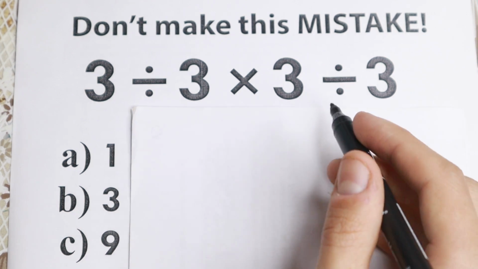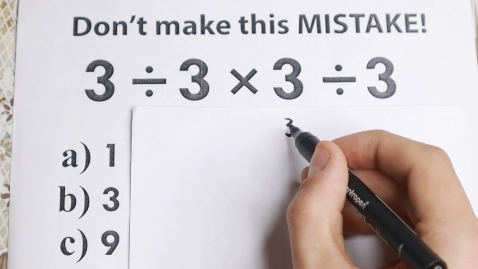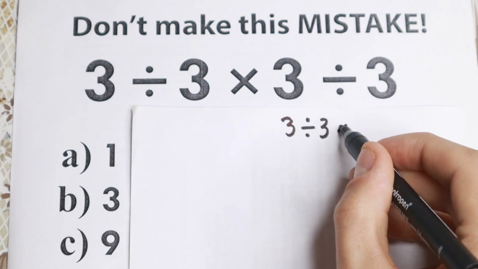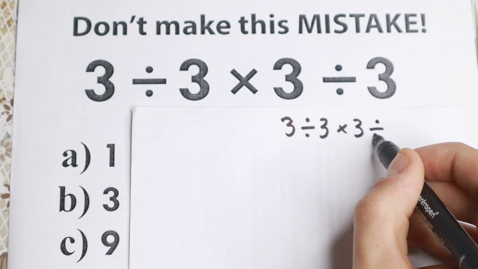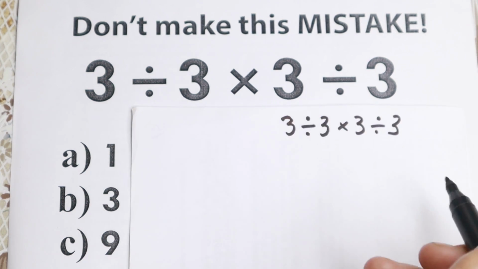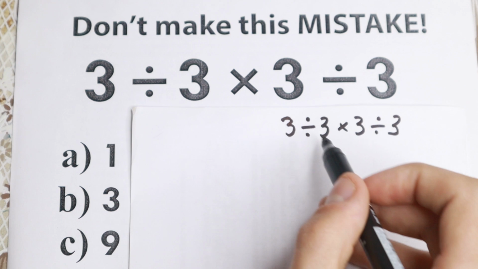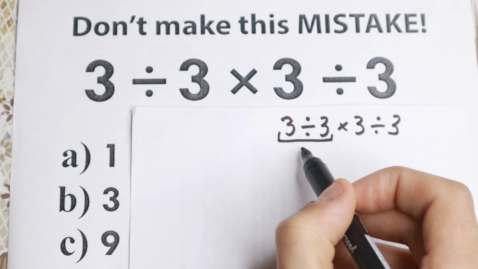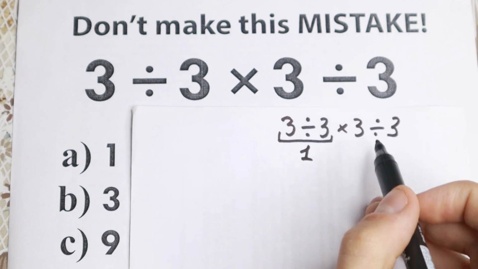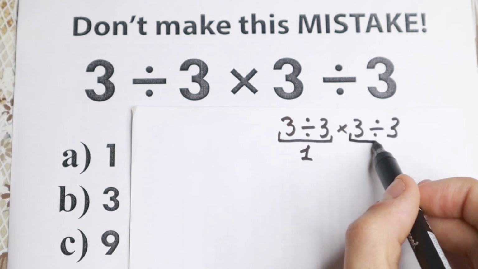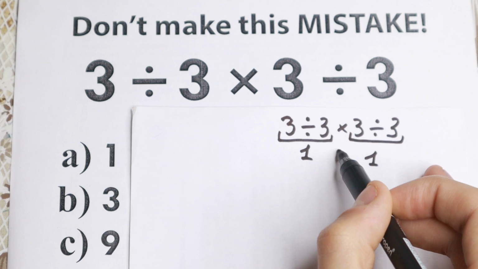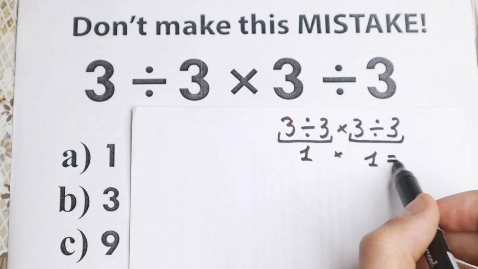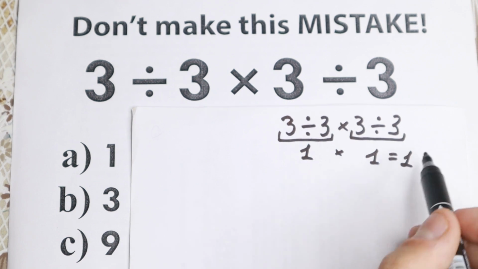So what is the first way to solve it? A lot of students solve it like that. I just read this problem: 3 divided by 3 times 3 divided by 3. They start with the left-hand side, 3 divided by 3 equal to 1, and then 3 divided by 3 in the end, the same 1. So we still have the multiplication in the middle, 1 times 1 equal to 1. And they say, okay, option A is correct.